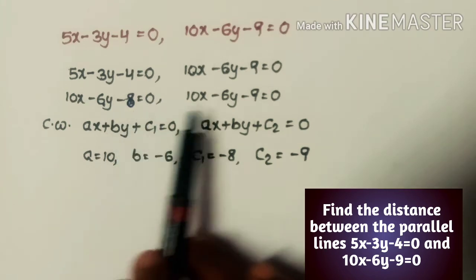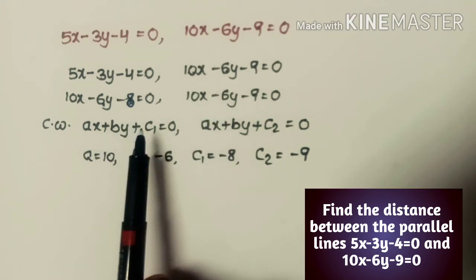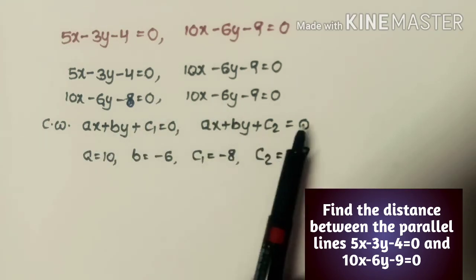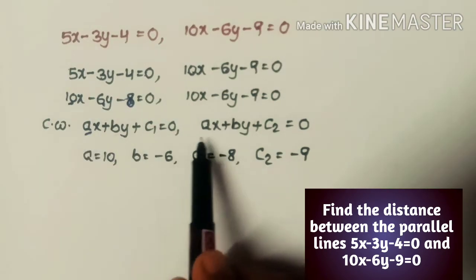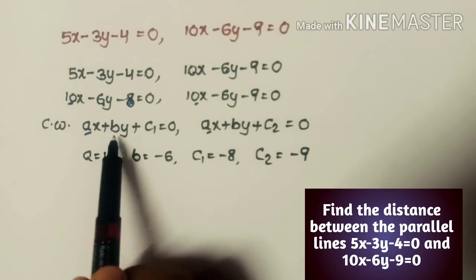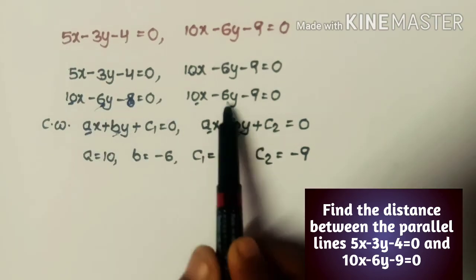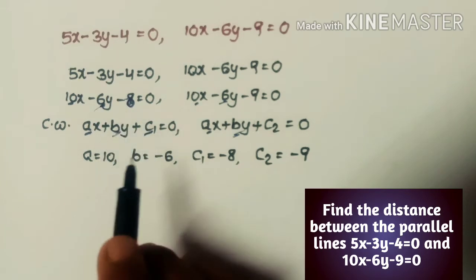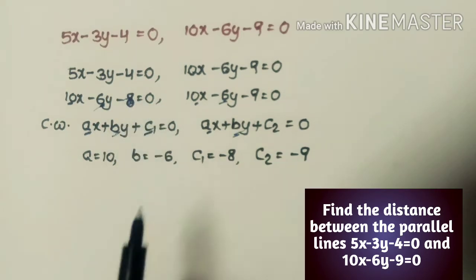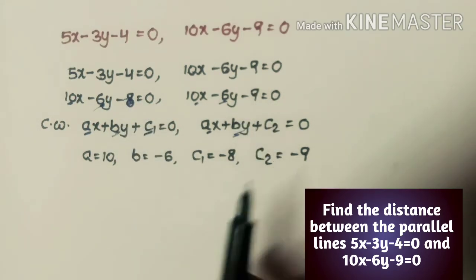So, now we are comparing these two equations with ax plus by plus c1 equals 0 and ax plus by plus c2 equals 0. Therefore, the value of a is equal to 10, and b is equal to minus 6. Here also b is equal to minus 6. And the first constant c1 is equal to minus 8 and the second constant c2 is minus 9.